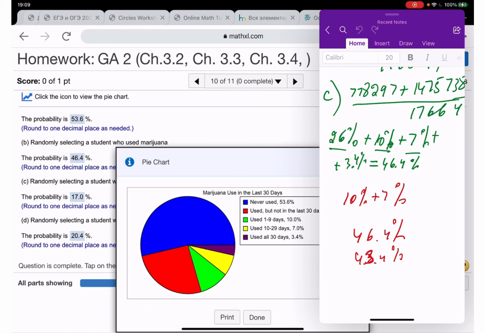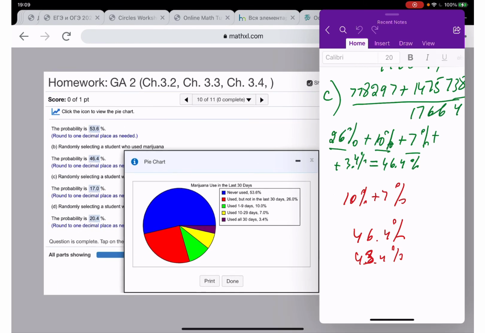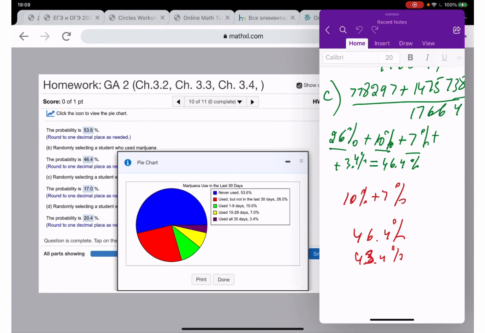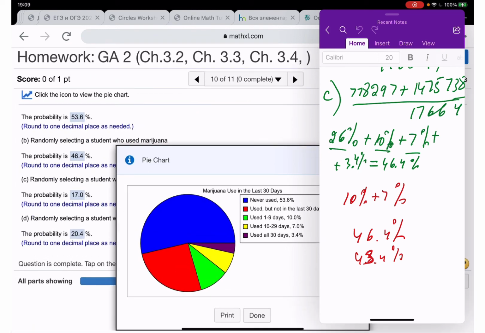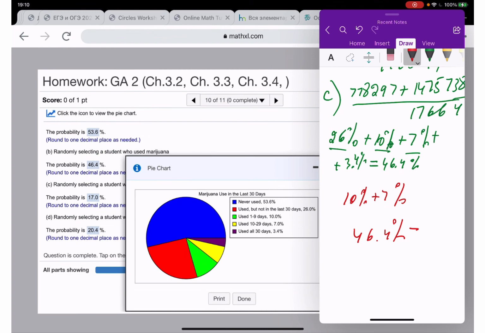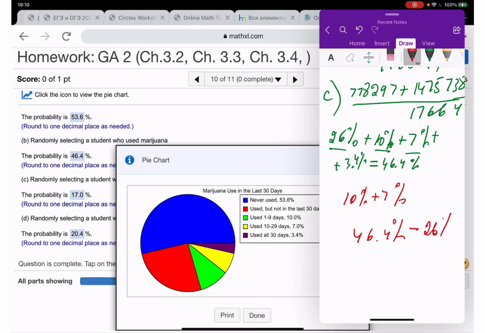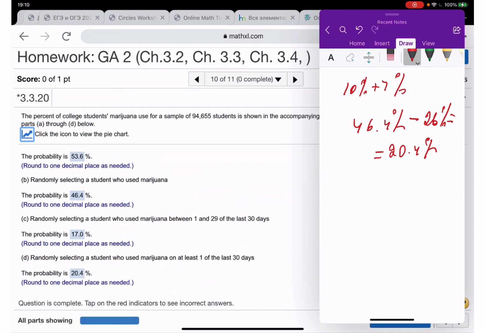At least, we need to find at least the last 30 days. Therefore, what we are going to do, we need to find the one that used but not in the last 30 days, which is 26%. It's the red color, 26%. So from 46%, we have for all these used cases the red color, green color, yellow, and purple. So this 46.4 minus the one that was used but not in the last 30 days, which is 26%. And the answer we get is 20.4%.